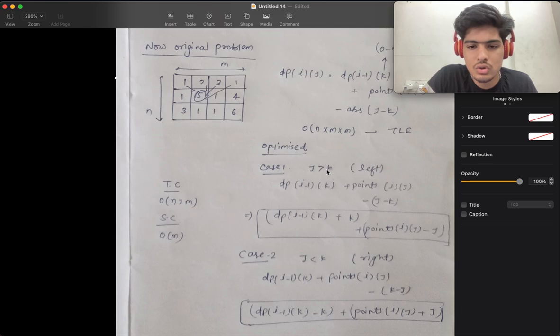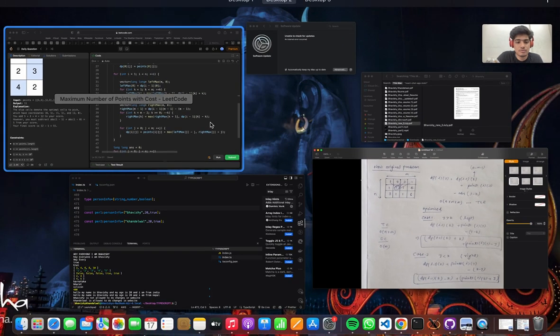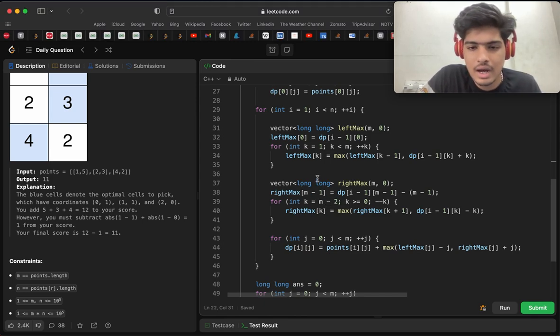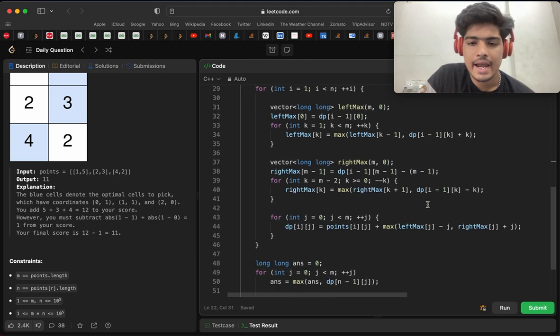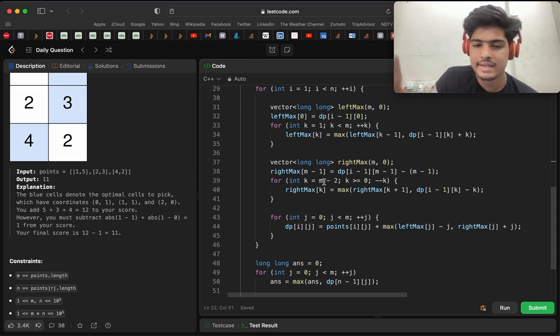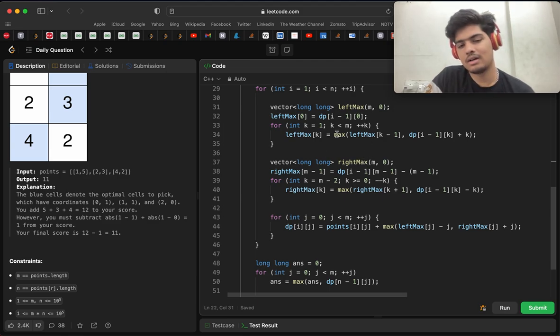You can see here also j is greater than k. It means j is going from 1 to m. And now we are finding the same condition. Left max of k equals maximum of left max of k minus 1 comma dp of i minus 1 comma k plus k. And the same way, now I am going in the right direction. To go in the right direction, we will traverse from the back side. So this is the same loop. By using this I am initializing the ending element and going from the back.